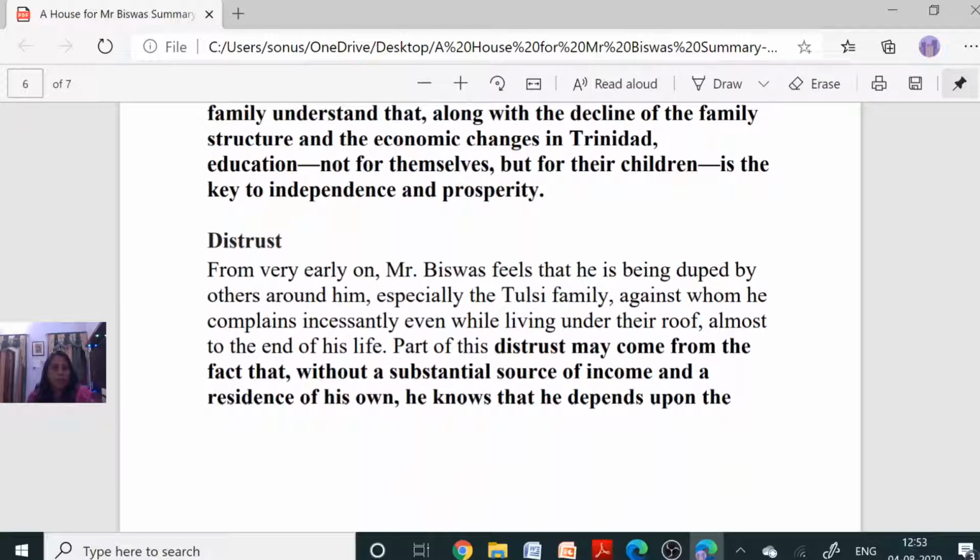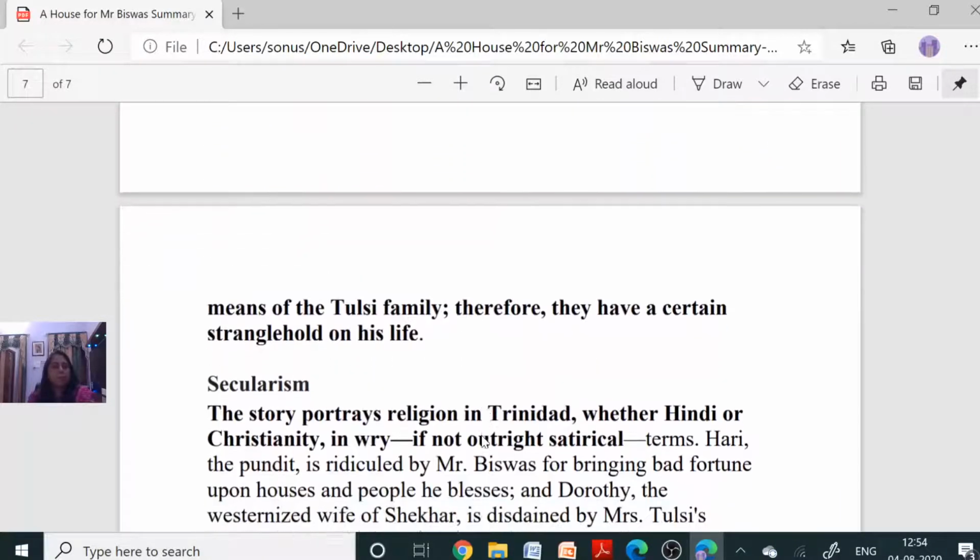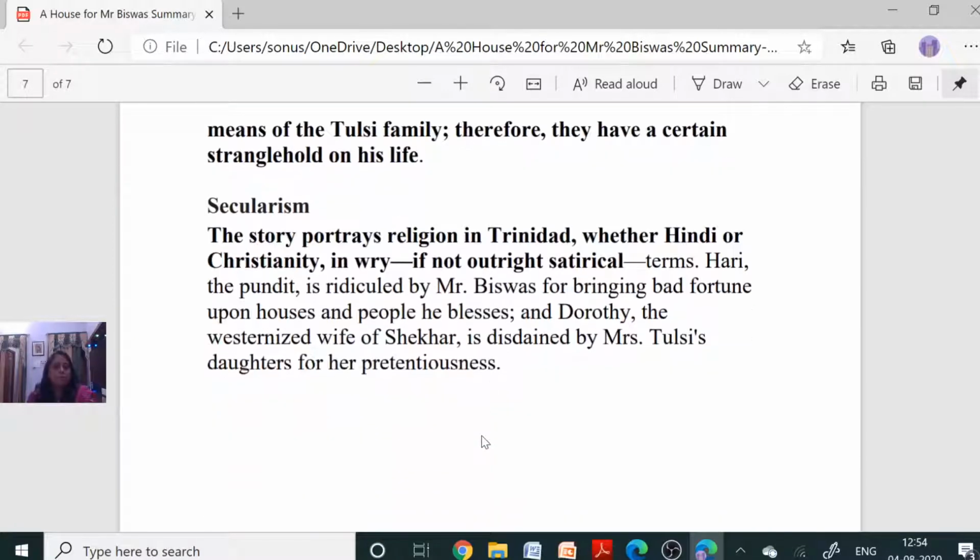Also in this fiction you have the element of distrust, because there is Mr. Biswas, who is always against the Tulsi family. He is always being duped by them, and though he is living under their roof, there is always a point of distrust. He doesn't have a substantial source of income for himself, and he does not have a residence of his own. So he knows that he depends upon the Tulsi family, but he does not have trust towards them. In some way they have a strange hold on his life.